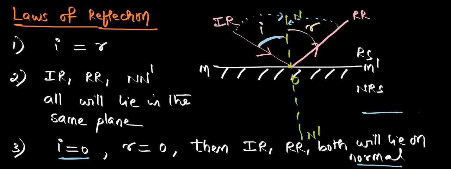Then the diagram will be like this: reflecting side, non-reflecting side. So this is your normal N dash. Then the incident ray will be like this, falling on the mirror along the normal. The reflected ray will also be like this. If the angle of incidence is 0, then there is no gap between the incident ray, the reflected ray and the normal. So both will be on the same plane, along the same normal.